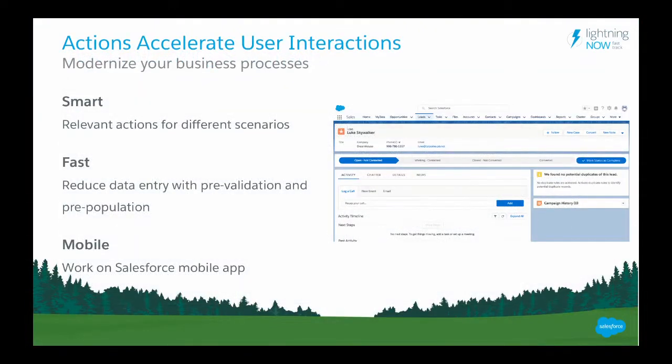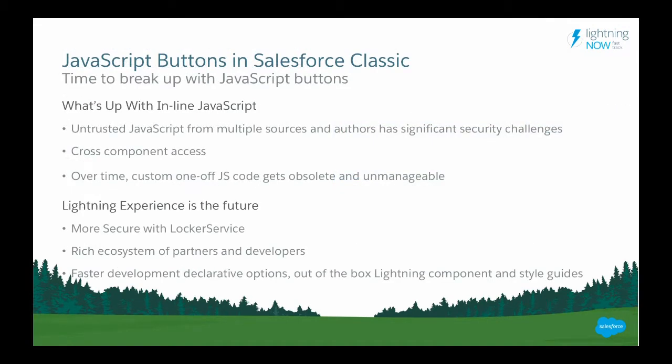Okay, much better. All right, so just to get everybody on the same page, actions, they're heavily used. And one of the most common things people use it for is to modernize their business processes. It allows you to put relevant information and relevant processes at the time that it's needed. So if somebody's working on an opportunity, they want to send an email, or if they want to do some sort of pre-validation, or you have your own custom process that you want to attach on top of what Salesforce builds, actions are often used. And they're also used very heavily in Salesforce 1 as well. So when we're considering migrating away from JavaScript buttons, we need to consider all of that.